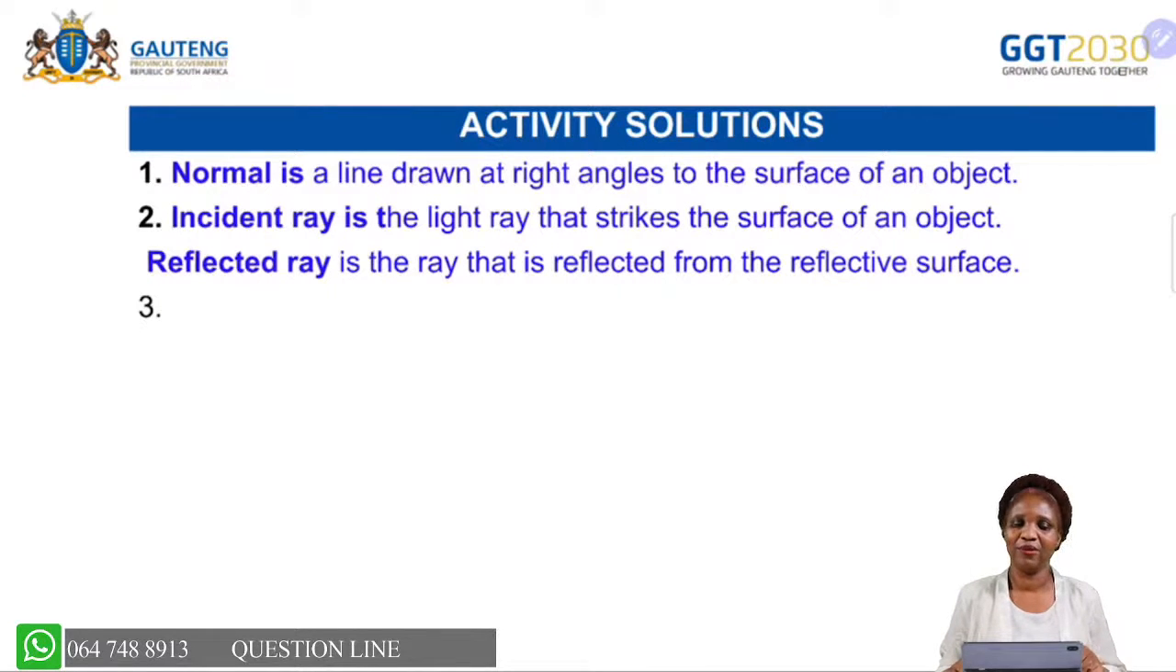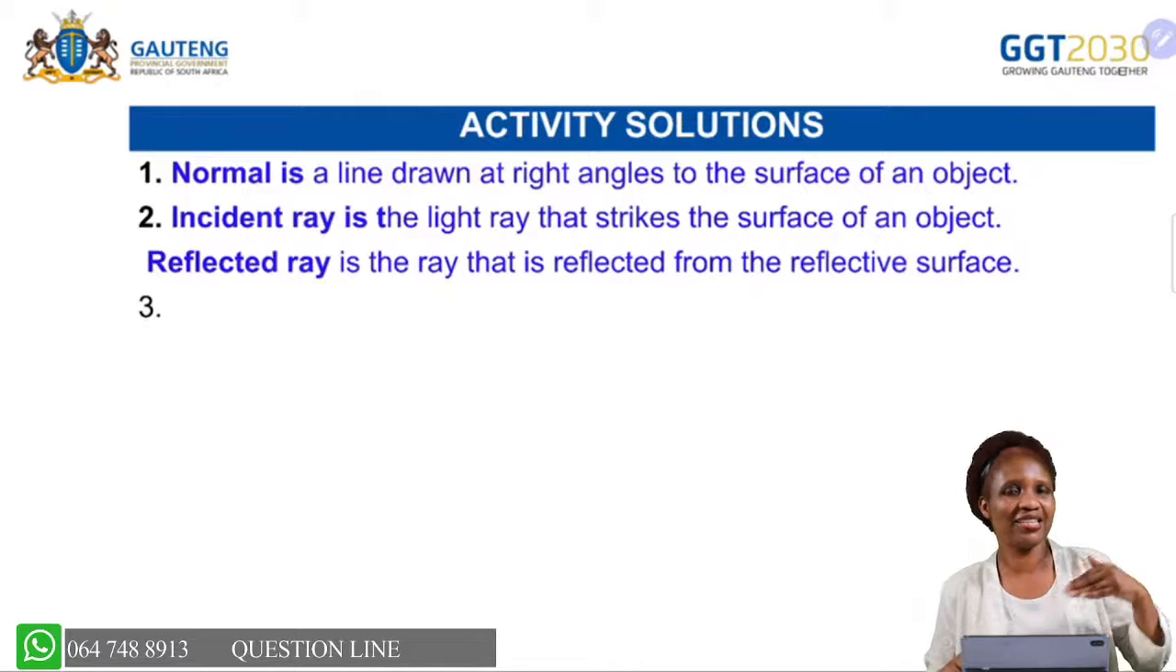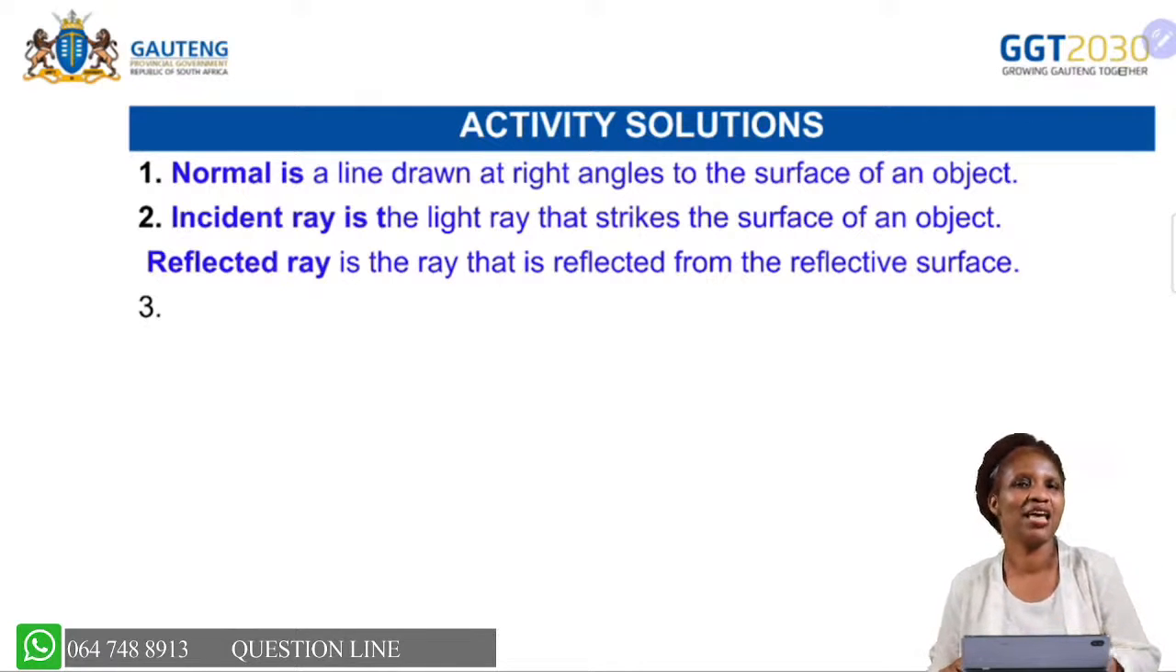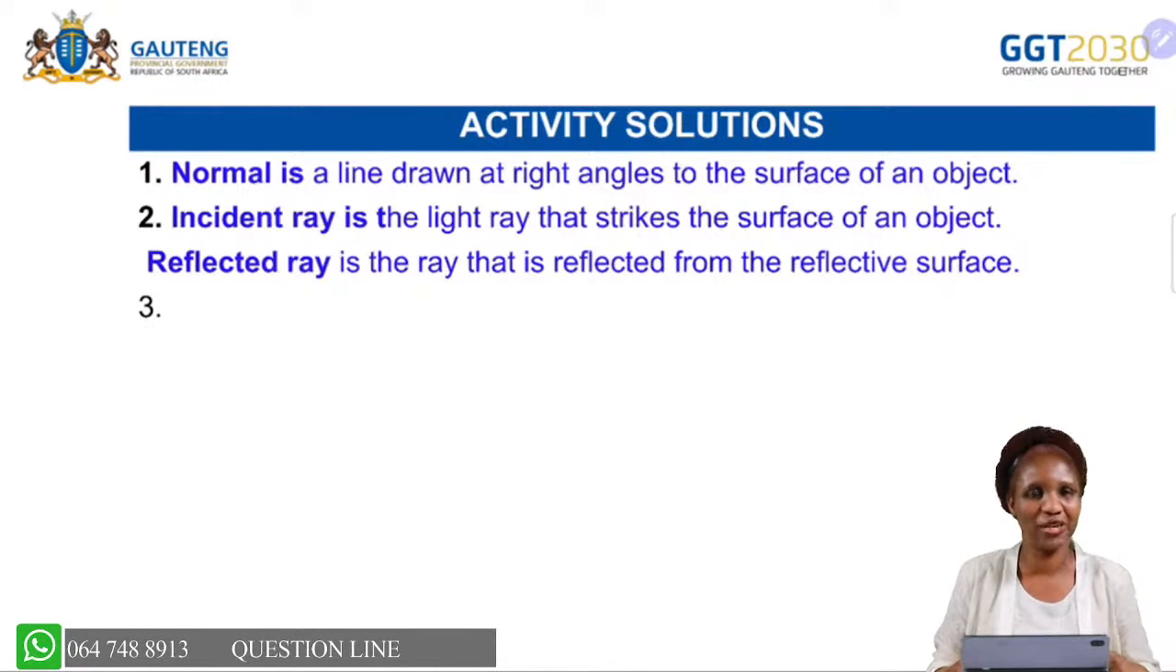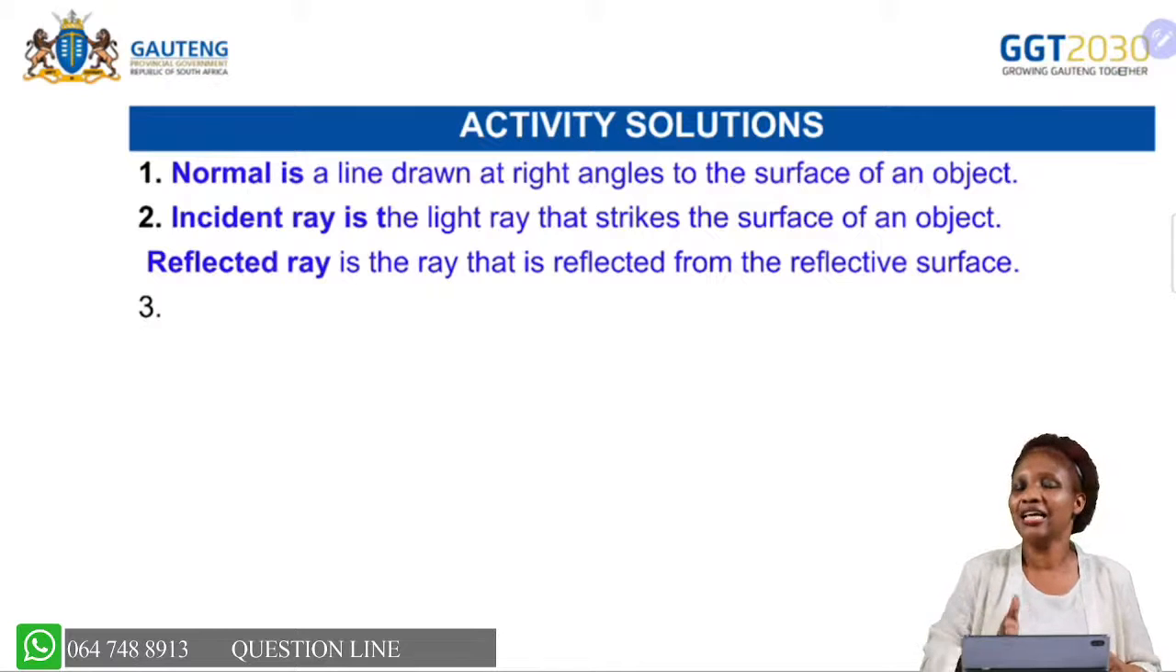Let's check our answers. Okay. Question number 1. Normal is a line drawn at right angles to the surface of the what? Of an object. And then incident ray. This is an incoming ray. This is a light ray that is incoming, and then it will be reflected to a surface, and then the reflected ray is going to go out.